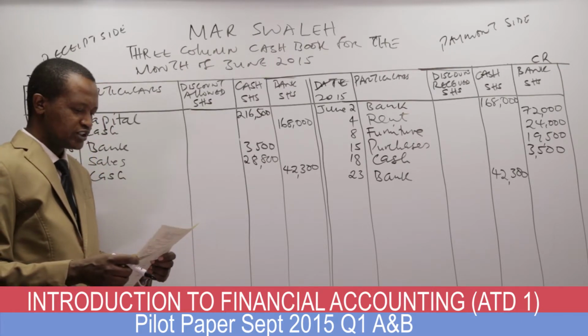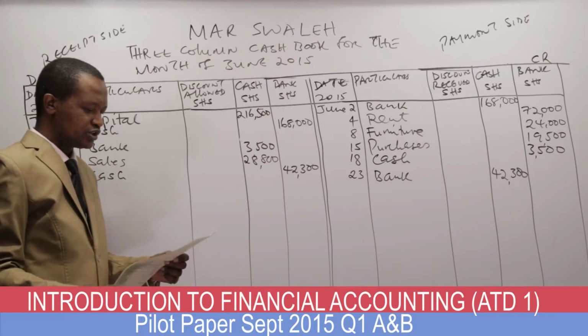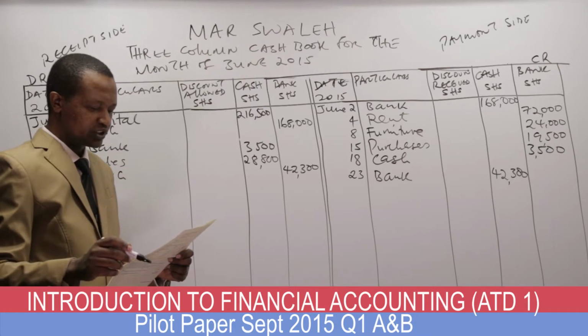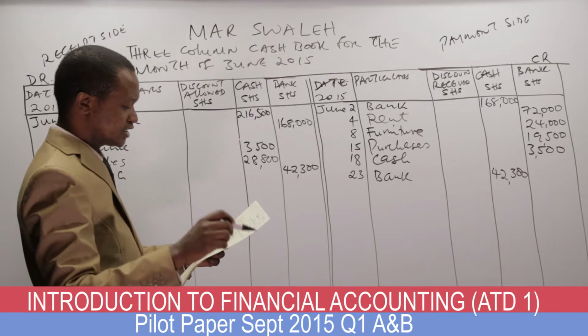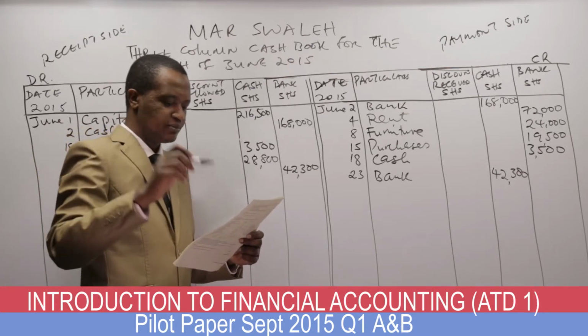We move on to 26th. On 26th, we are told sold goods for 36,000, receiving payment by check.